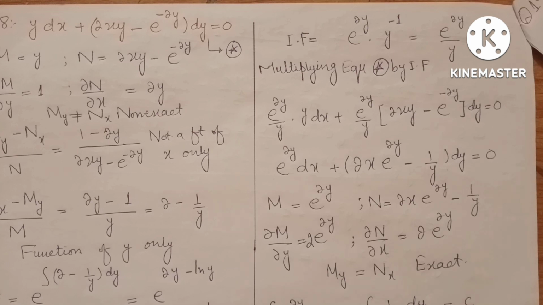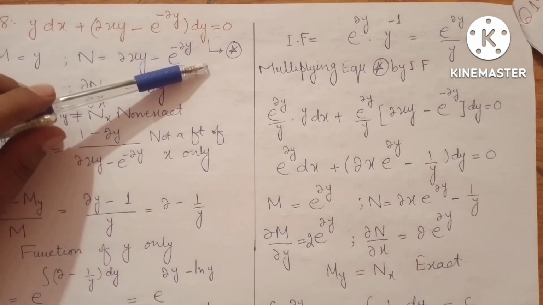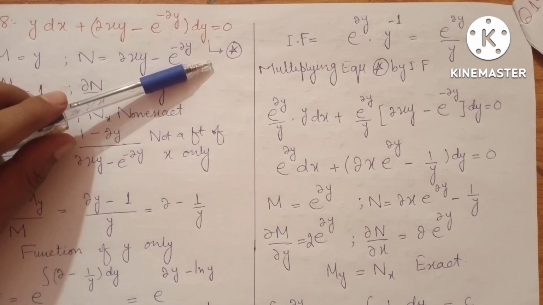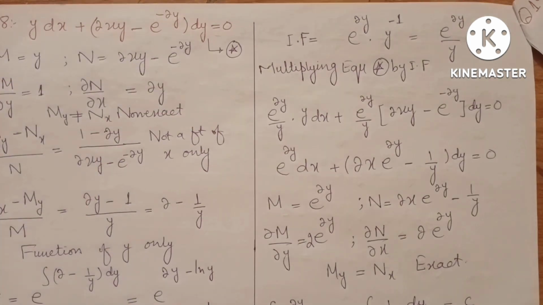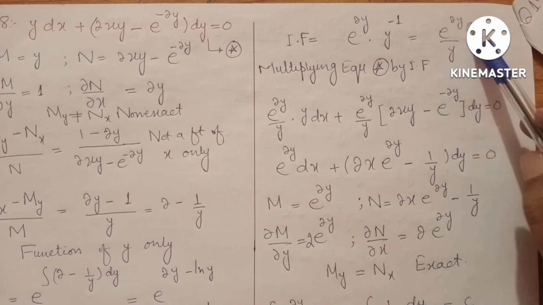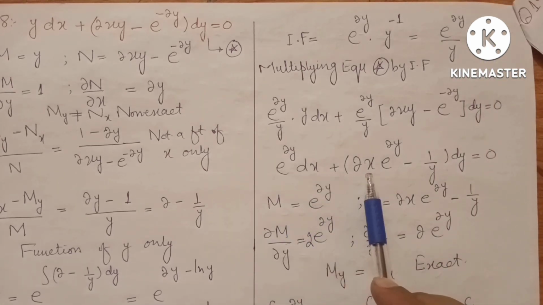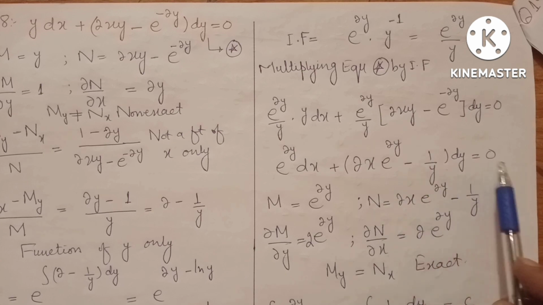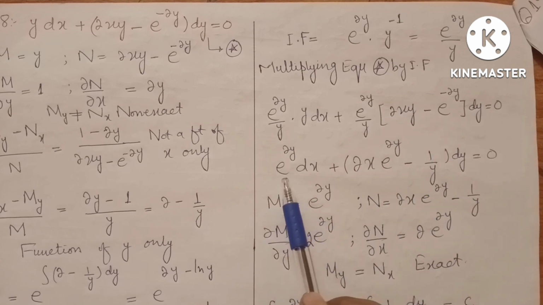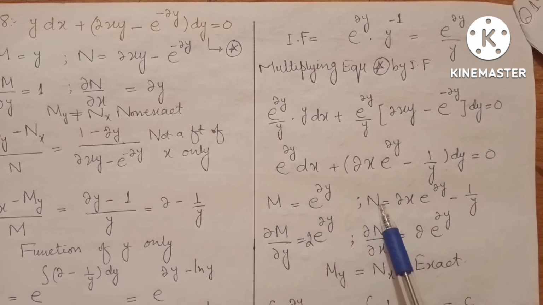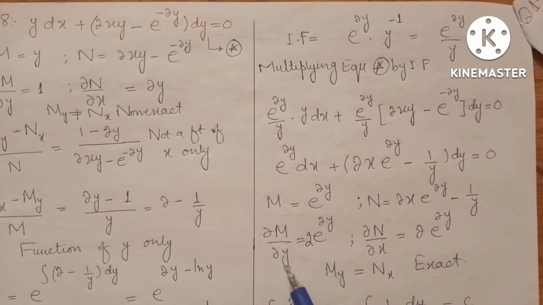We will multiply our given equation, I mean star, by the integrating factor. After multiplying by e raised to power 2y divided by y, we will get e raised to power 2y dx plus (2x e raised to power 2y − 1/y) dy equal to 0. This is our new M, this is our new N. We will repeat the process and find ∂M/∂y and ∂N/∂x.